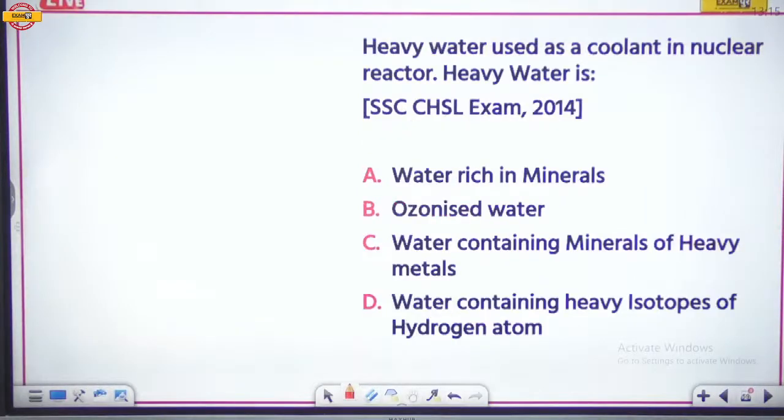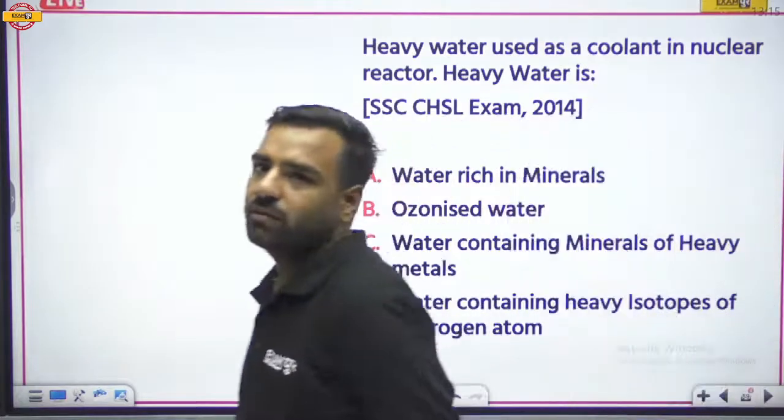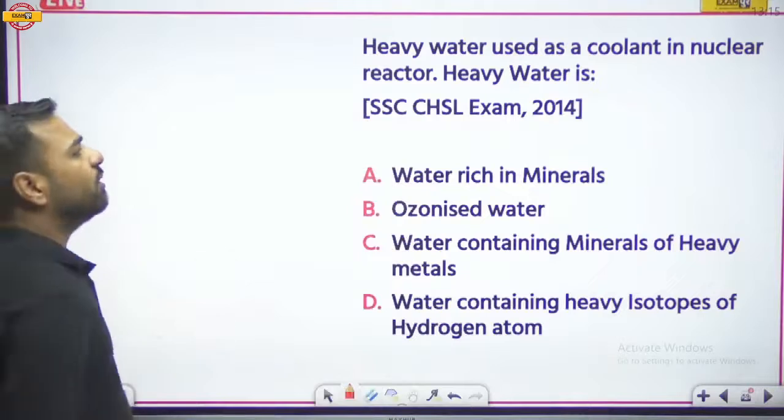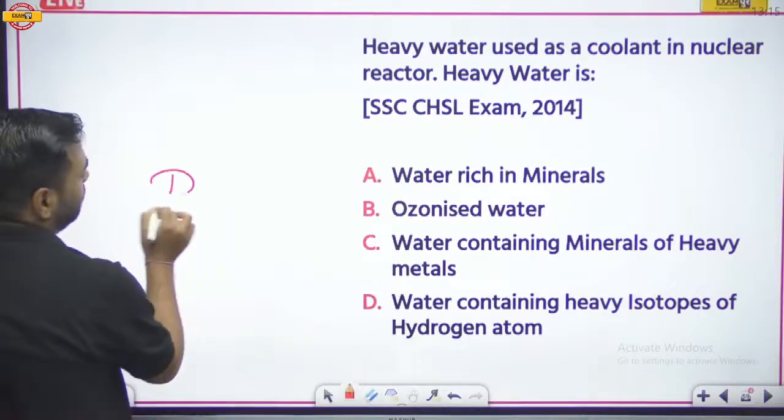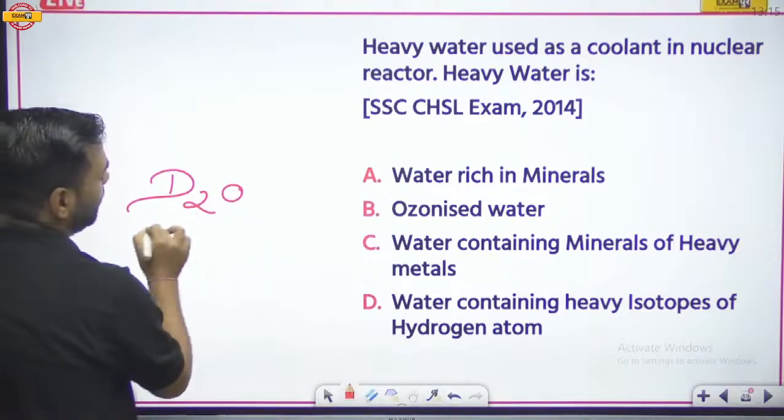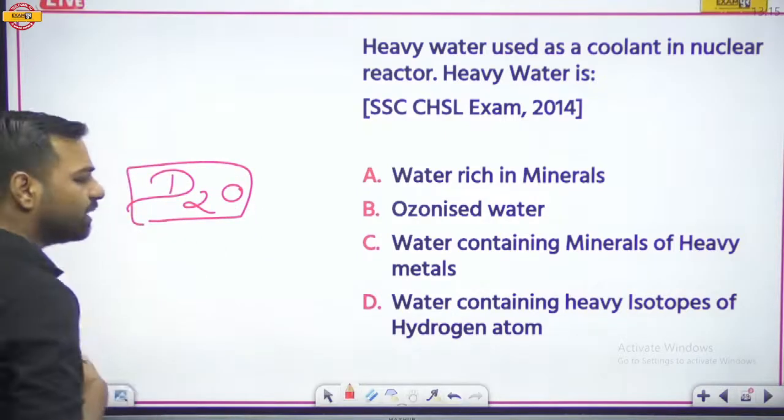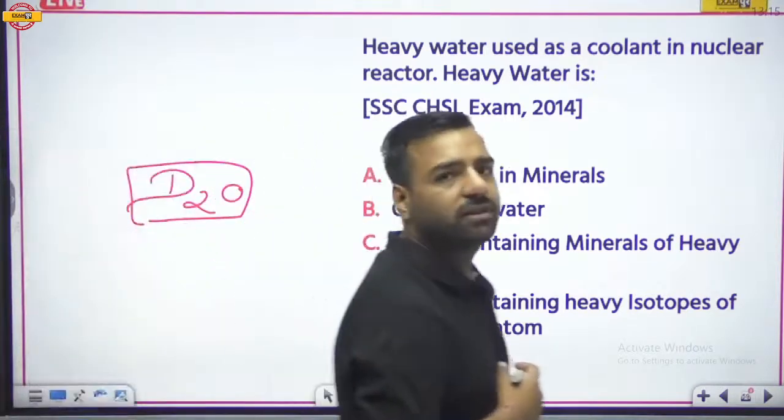Next. Heavy water is used as a coolant in the nuclear reactor. Now what is heavy water? We have discussed it. When I was talking about heavy water, we knew its formula is D2O. Why did I give you this formula? From this formula, you can try to relate these options.